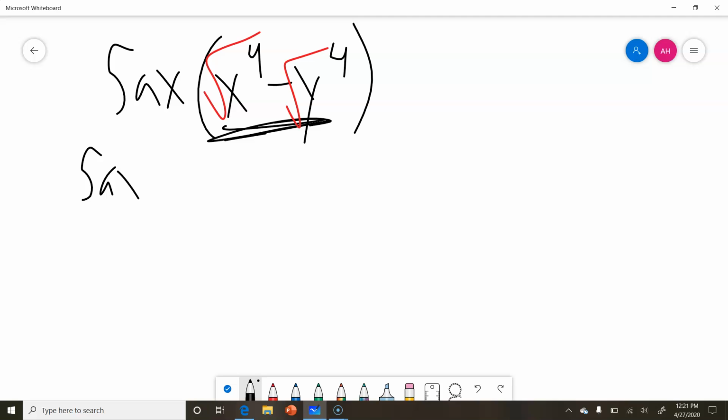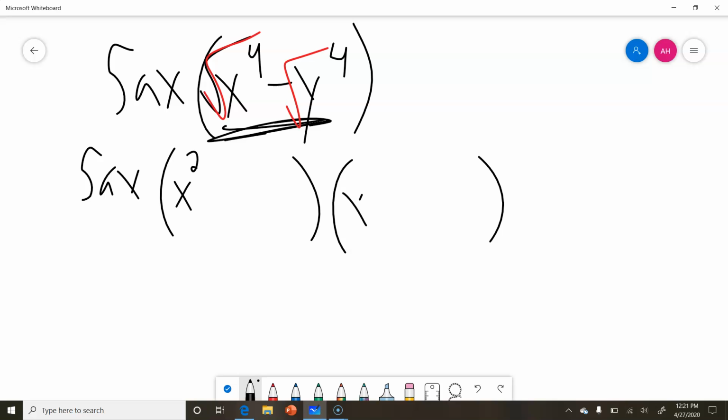So again, this 5ax is chilling out here this whole time. And I do this. I say, what is the square root of x to the fourth? Well, that's x squared and x squared. What's the square root of y to the fourth? Well, that's y squared and y squared. Now, what does this minus sign mean? It means a difference of squares, so one is plus and one is minus.